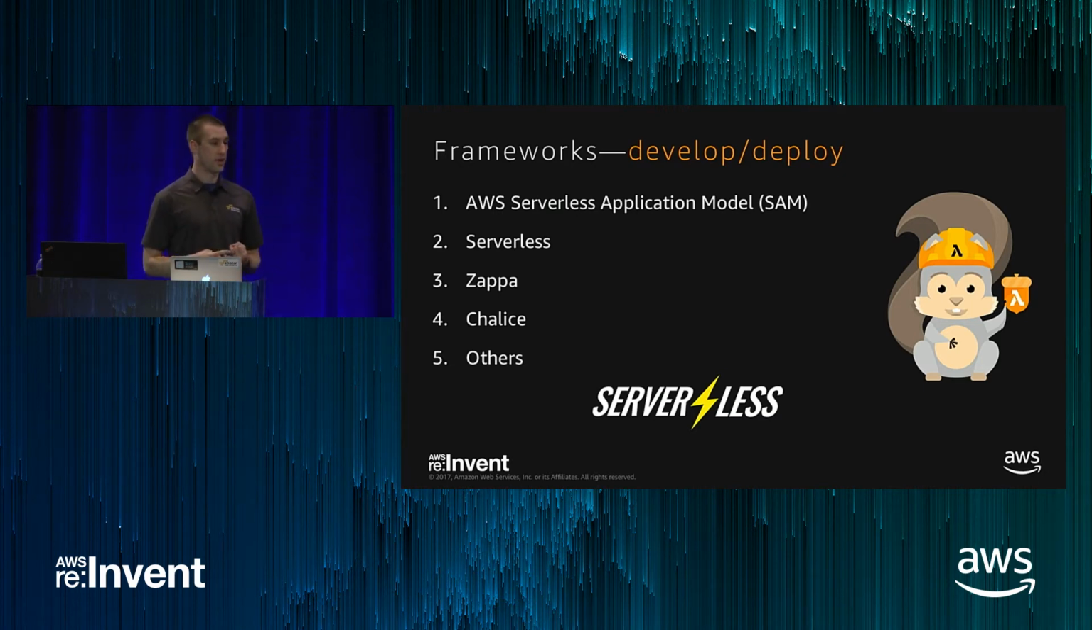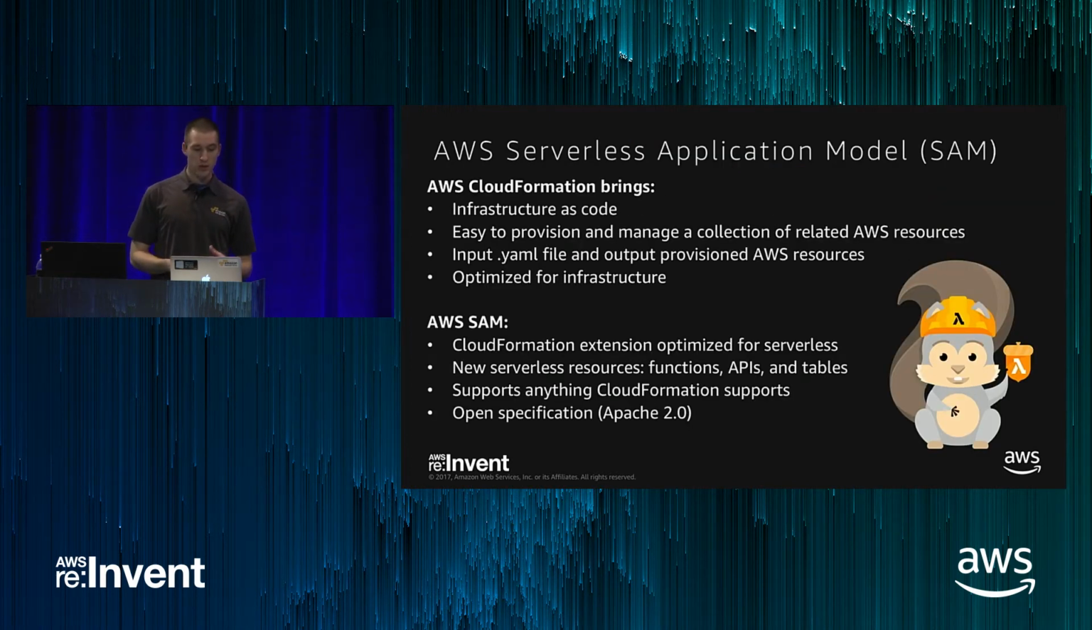So we have things like the AWS Serverless Application Model. We have the Serverless framework, there's Zappa, there's Chalice, and there are many others out there, depending on the language and what you're familiar with. So I want to dive into SAM just a little bit more, because I think it's a pretty powerful tool, and we've used it for a number of projects internally.